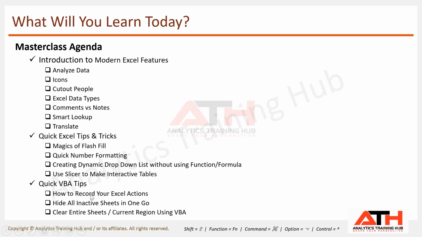We are also going to learn how to record your simple Excel actions that will be converted into a piece of code. Using the same very basic code, how can you loop through each of the sheets and perform some tasks? For example, if you wish to hide all inactive sheets with just a button click, how can you do that? Or if you have a lot of sheets in which you have data and you want all the sheets to be cleared, how to do that?